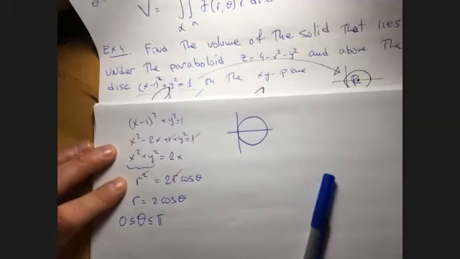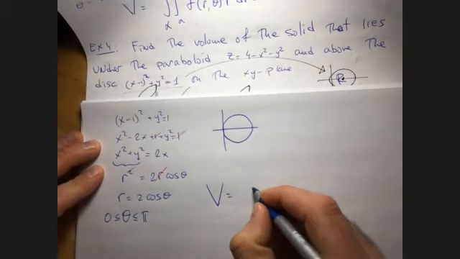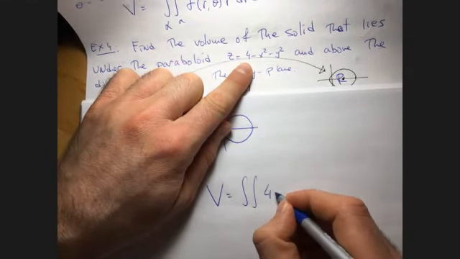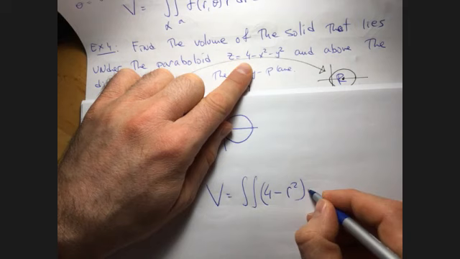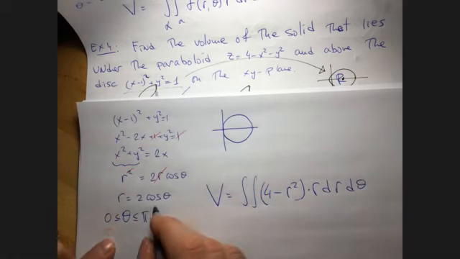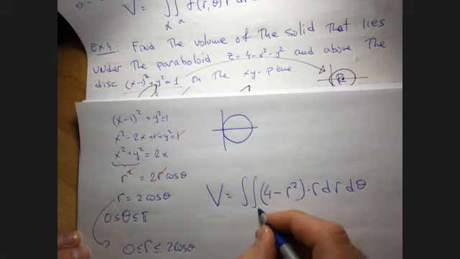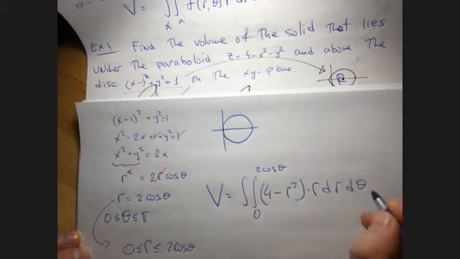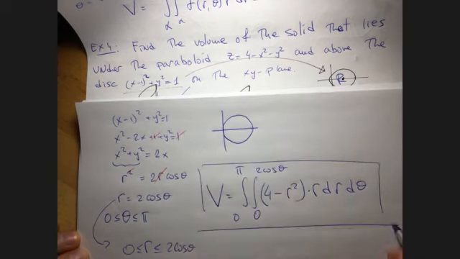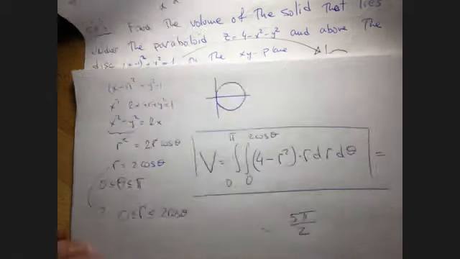Disaster had happened at my place, so I'm just going to finish this. The volume is equal to the double integral. This function expressed in polar coordinates is 4 minus r squared, times r dr d theta, where r runs from 0 to 2 cosine of theta, and theta runs from 0 to pi. Okay. And you can evaluate this problem. You can figure out that the answer is 2 pi over 2.